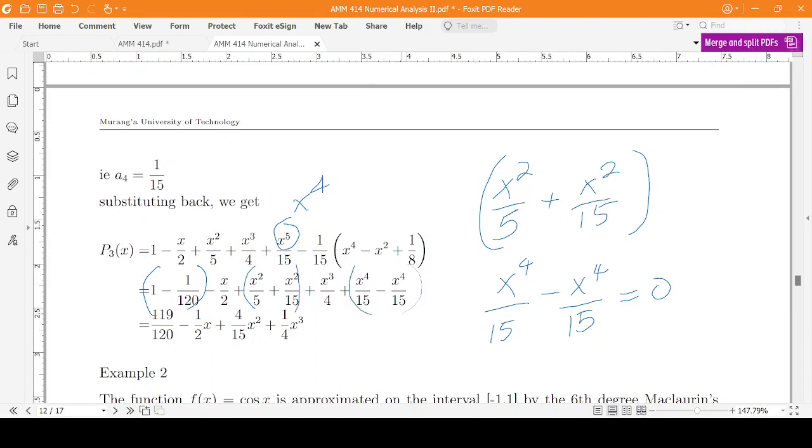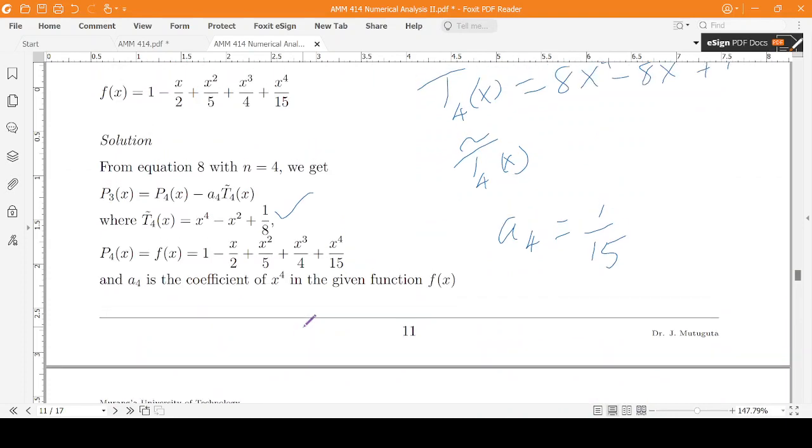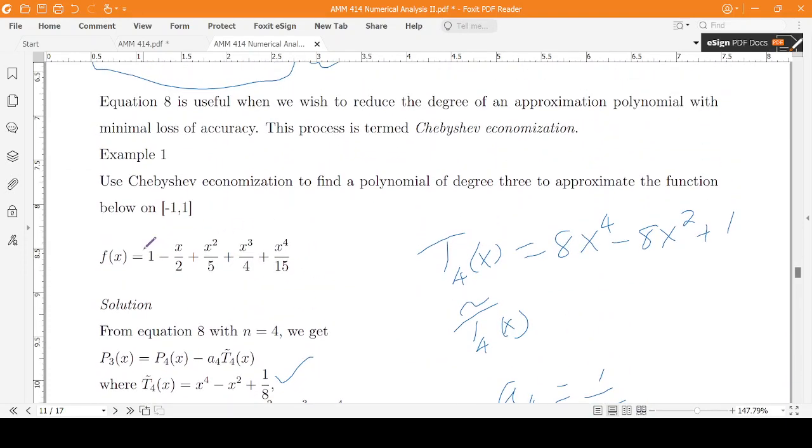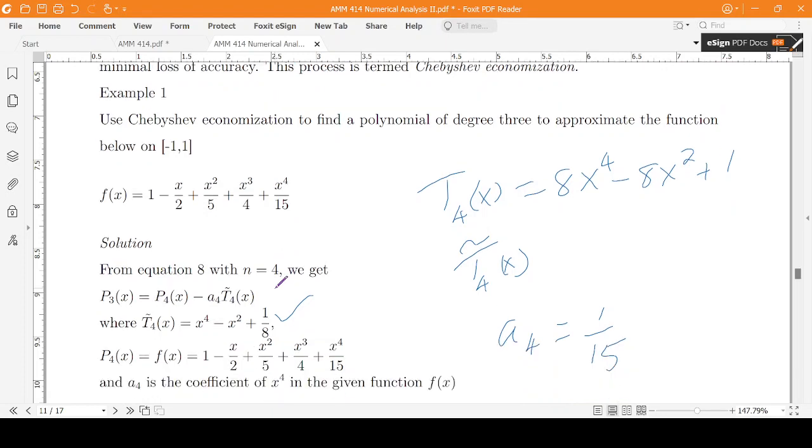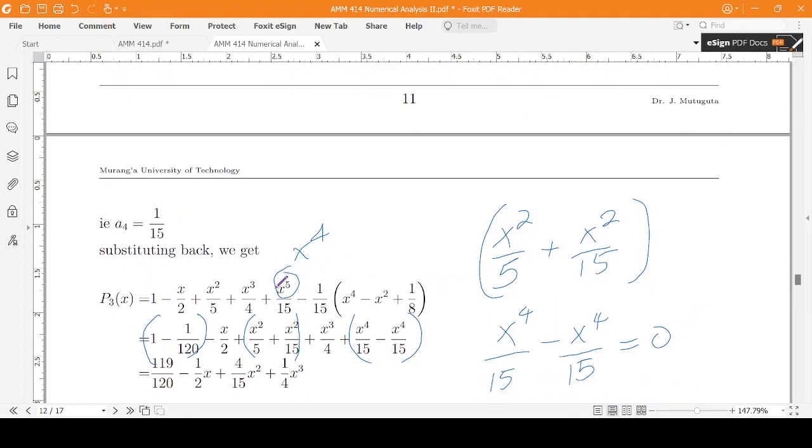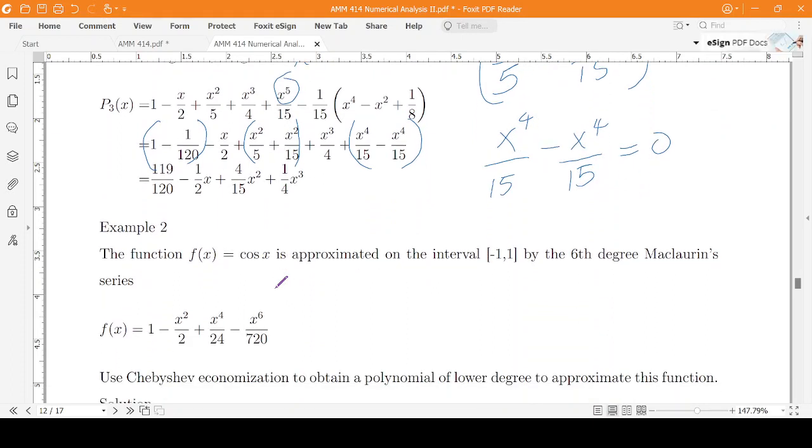The last term here is 0. Now x power 3 will just remain x power 3 over 4. So we get 119 over 120 minus a half x plus 4 over 15 x squared plus 1 over 4 x power 3. This is now a polynomial of degree 3, which can be used to approximate the polynomial of degree 4 here with minimal loss of accuracy on the interval minus 1 to 1.